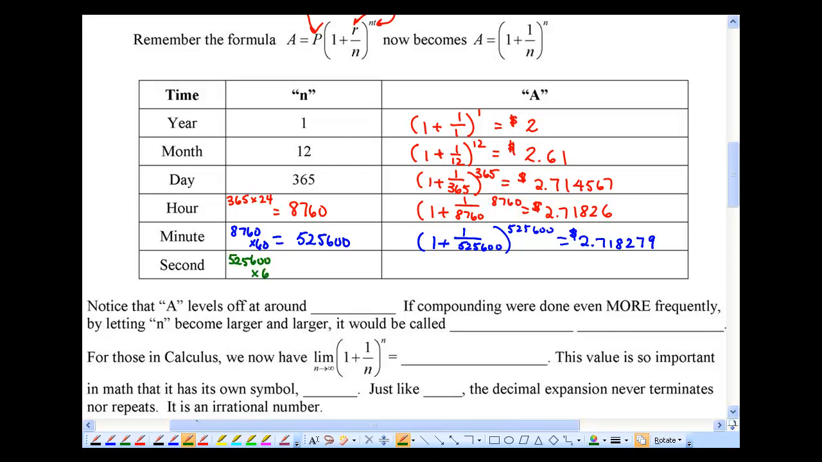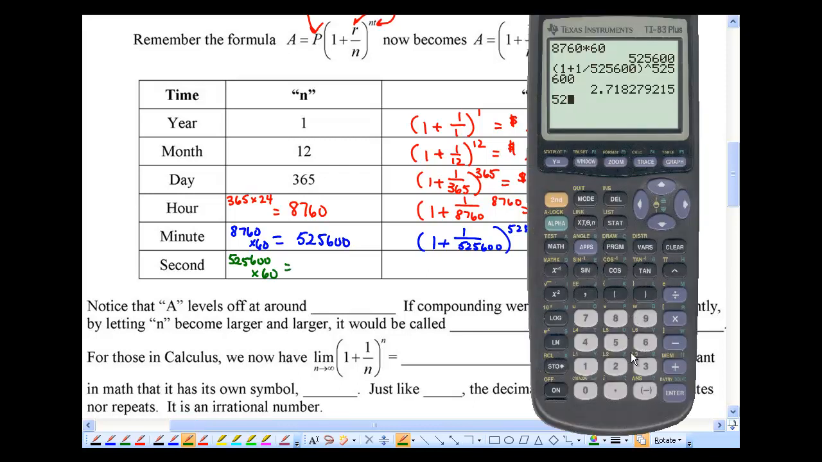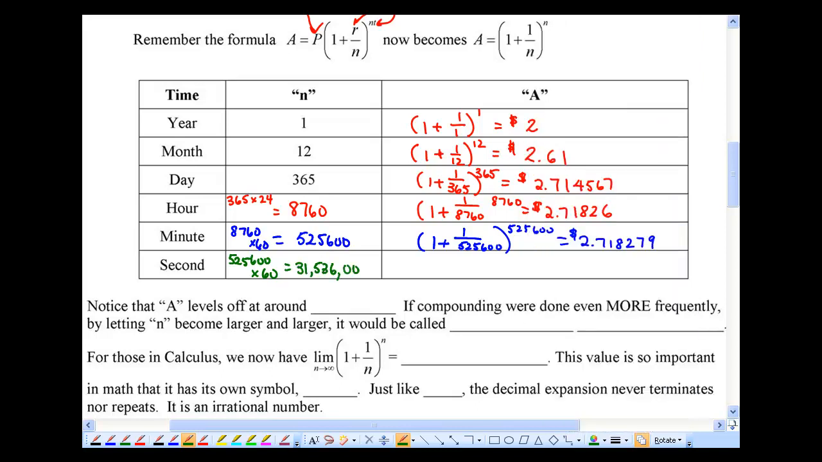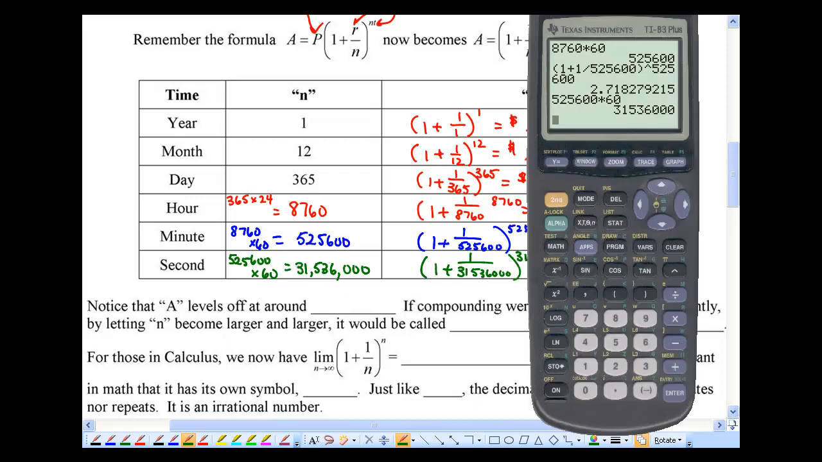525,600 times another 60. That, I believe, will be getting big, times 60. How about 31,536,000 seconds? And if I were to now do that, let's see what magnificent number I get. 1 plus 1 divided by 31,536,000, raised to the power of 31,536,000.